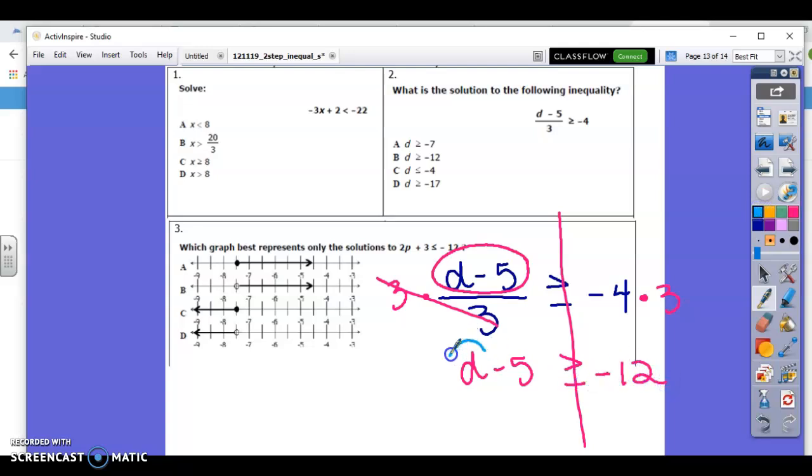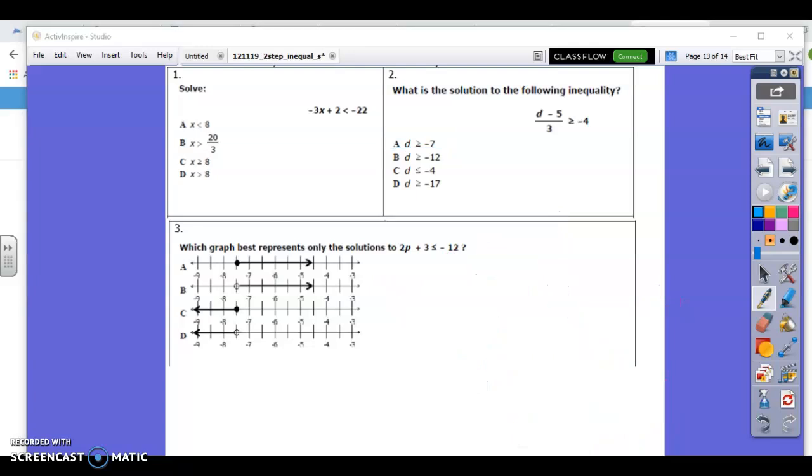Now, I want to leave the variable alone. It says minus 5. The only way to make that equal 0 or to go away, do the opposite, is plus 5 to both sides. So now I have d is greater than or equal to negative 7. You can type this into your calculator to make sure you got the right answer. So the answer here would be A. d is greater than or equal to negative 7.